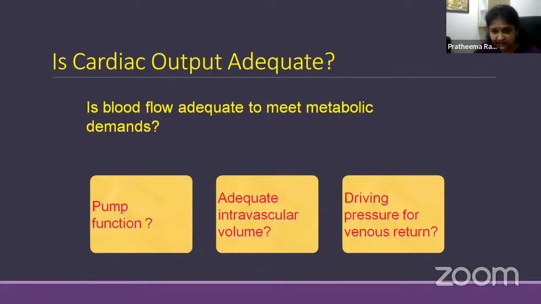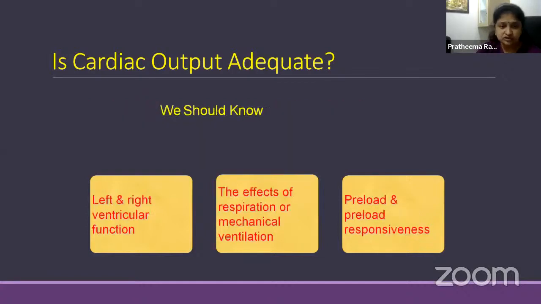Is the preload good, in the other sense, the driving pressure for the venous return? Is the tank filled up? Is there any increased afterload? This is what we need to know. To know that, we should know about the left and right ventricular function, literally the heart function. Particularly, we are always more worried about the left ventricular ejection fraction.